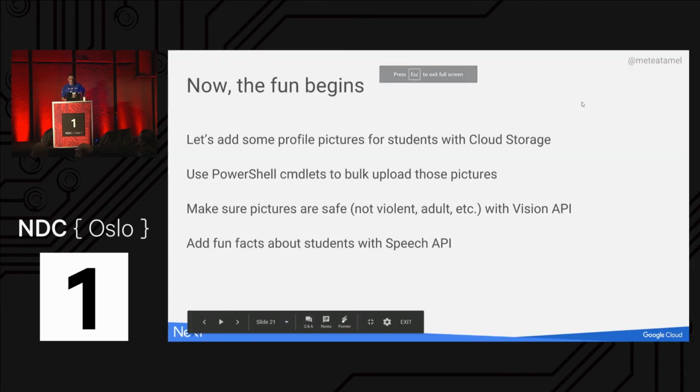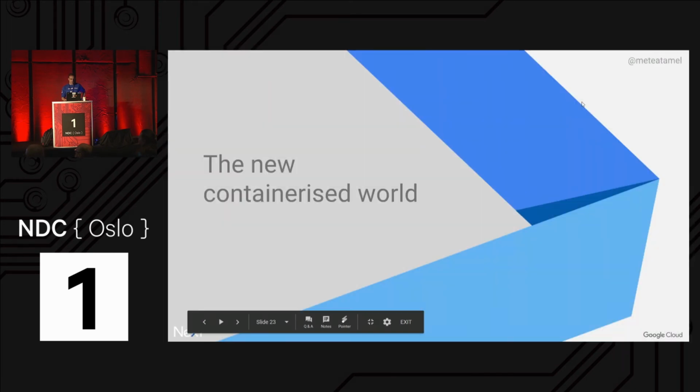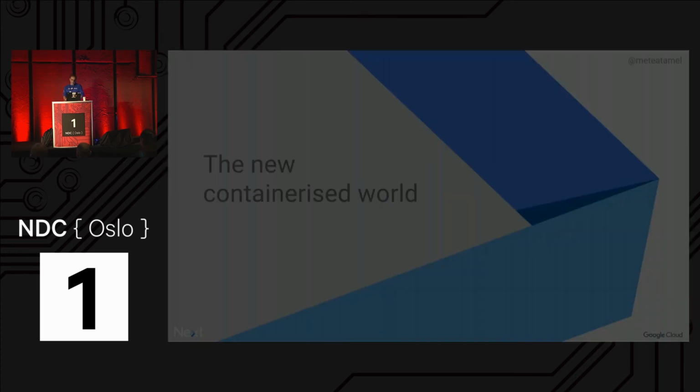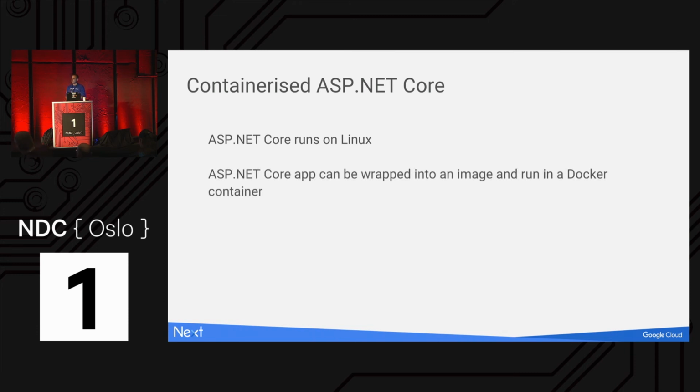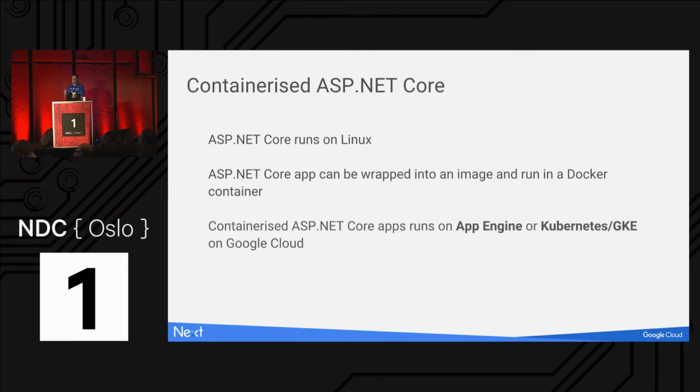All right, so we went through these. Now I want to talk about the actual new world, the containerized world. As you know, ASP.NET Core now runs on Linux. That means you can create an ASP.NET Core app and wrap it into a Docker image, and then run that in a Docker container. Then you can take that Docker container and either deploy it to App Engine, or deploy it to Kubernetes or Container Engine on Google Cloud. That's how you would run the new containerized ASP.NET Core applications on Google Cloud.